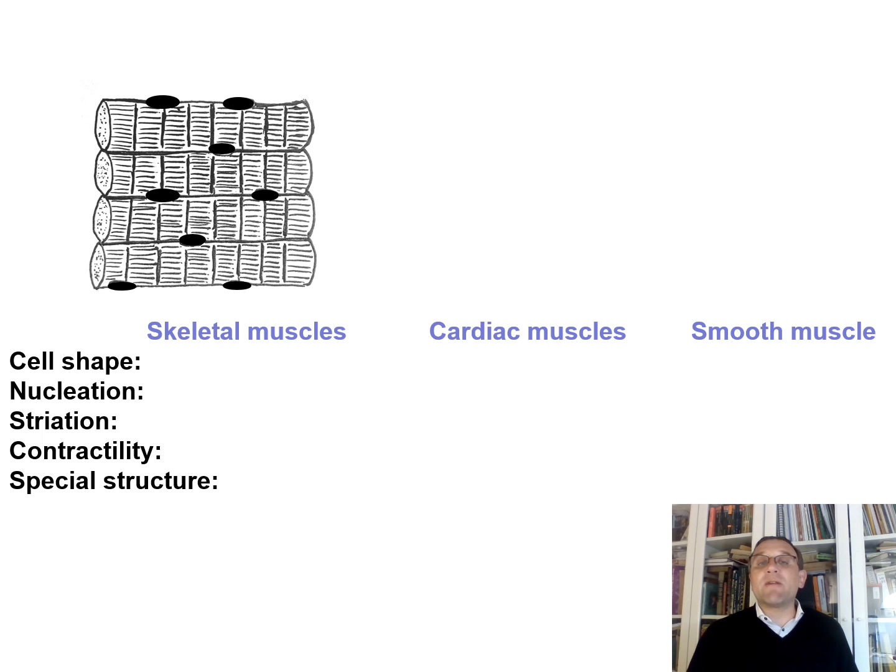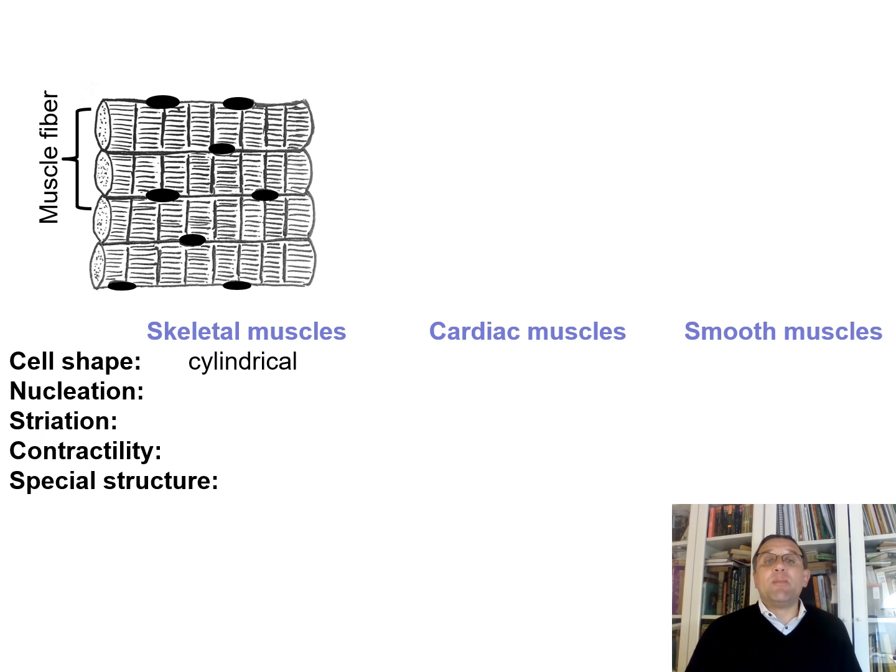Now let's summarize everything we learned about muscle tissue. There are three types of muscle tissue: skeletal muscle tissue, cardiac muscle tissue, and smooth muscle tissue. The skeletal muscle cells are one of the longest cells in the body. Some of them can be a half-meter long. The shape of skeletal muscle cells is cylindrical or fiber-like. This is why we refer to skeletal muscle cells as a muscle fiber or just a fiber.